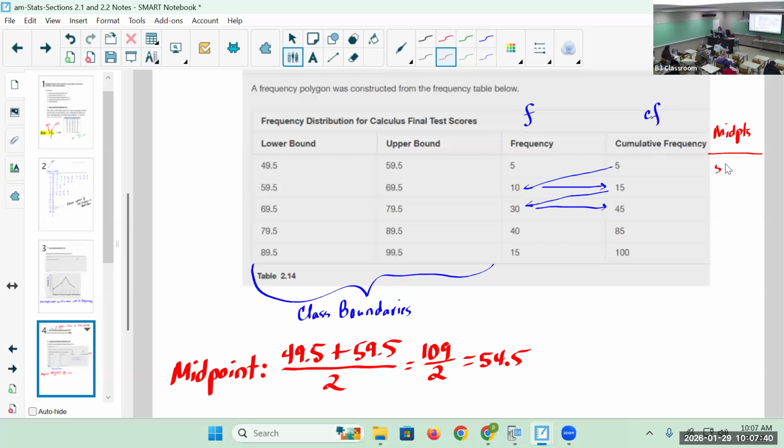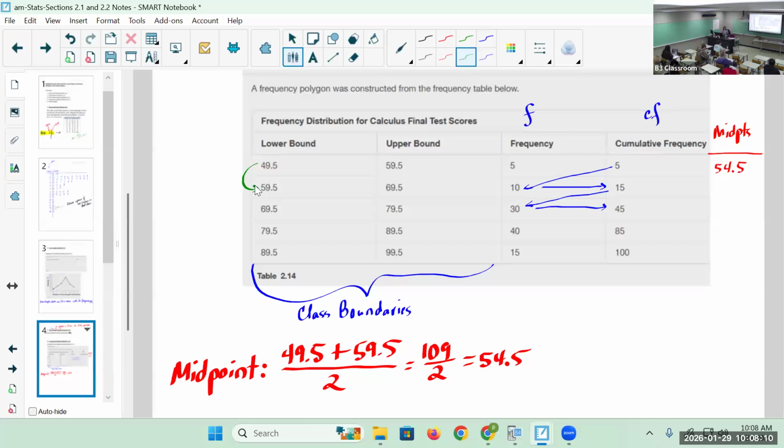So then this will be 54.5. Now, I could calculate the midpoint for every class, but I could also use the class width. And remember, a lot of times we think the class width is the difference between those two, but it's not necessarily the case. Sometimes they are the same, but it's actually the difference between the lower bound of one class and the lower bound for the other class.